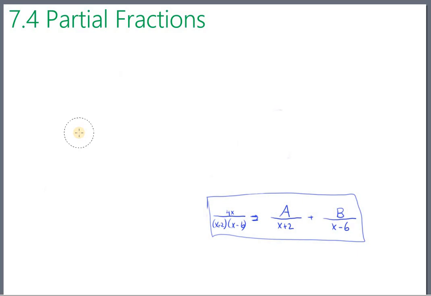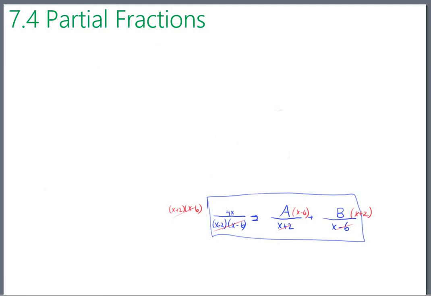So let's take a look at trying to solve this. The first thing to do is to multiply both sides of this equation by the common denominator. Okay, so multiply by x plus 2, x minus 6, both sides. On the left-hand side, they just cancel entirely. Here, the x plus 2's would cancel, and you'd be left with the x minus 6. Here, the x minus 6 would cancel, and you'd be left with the x plus 2.